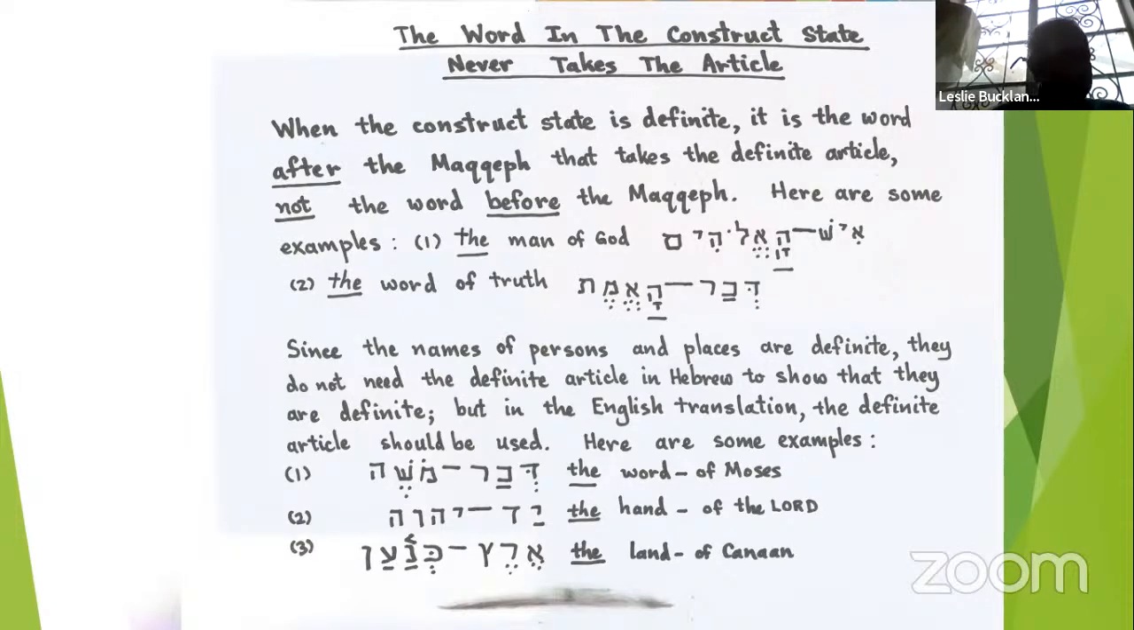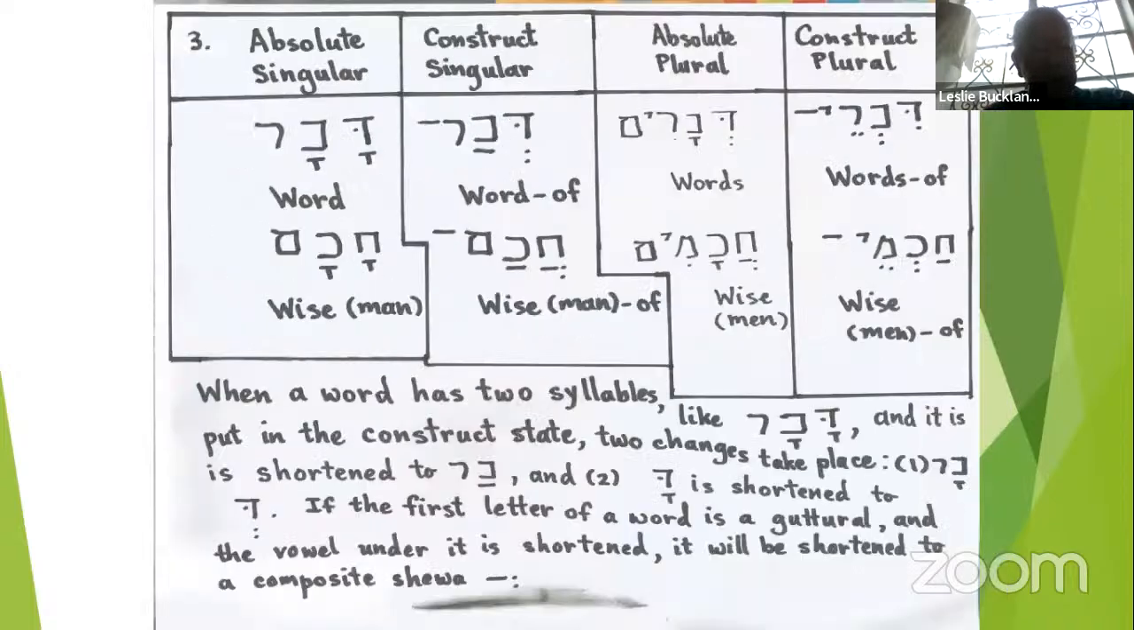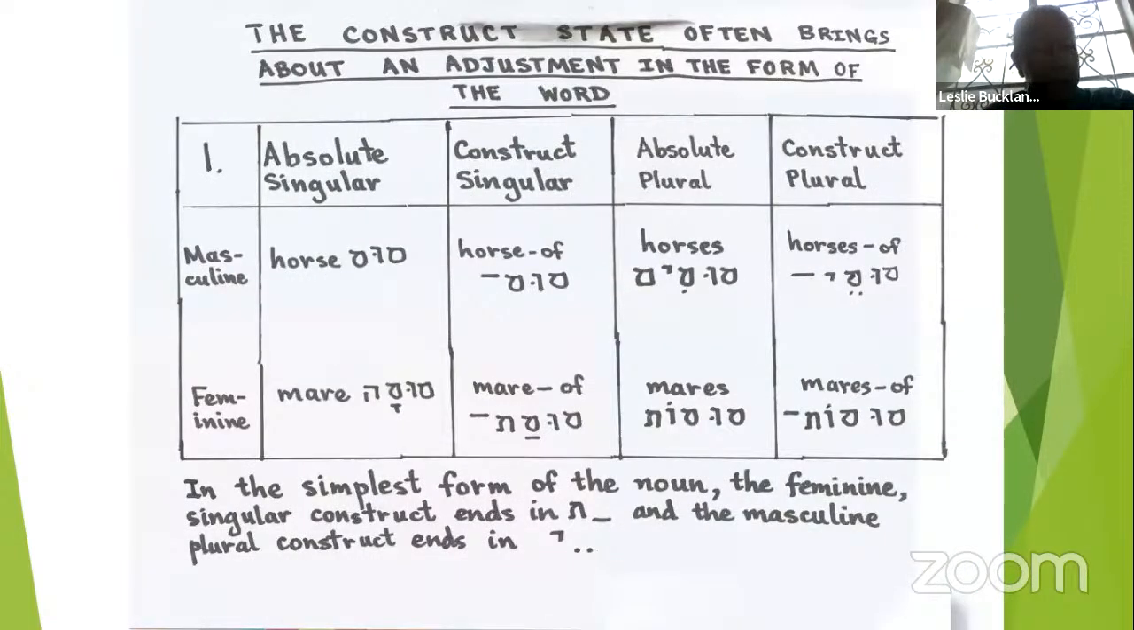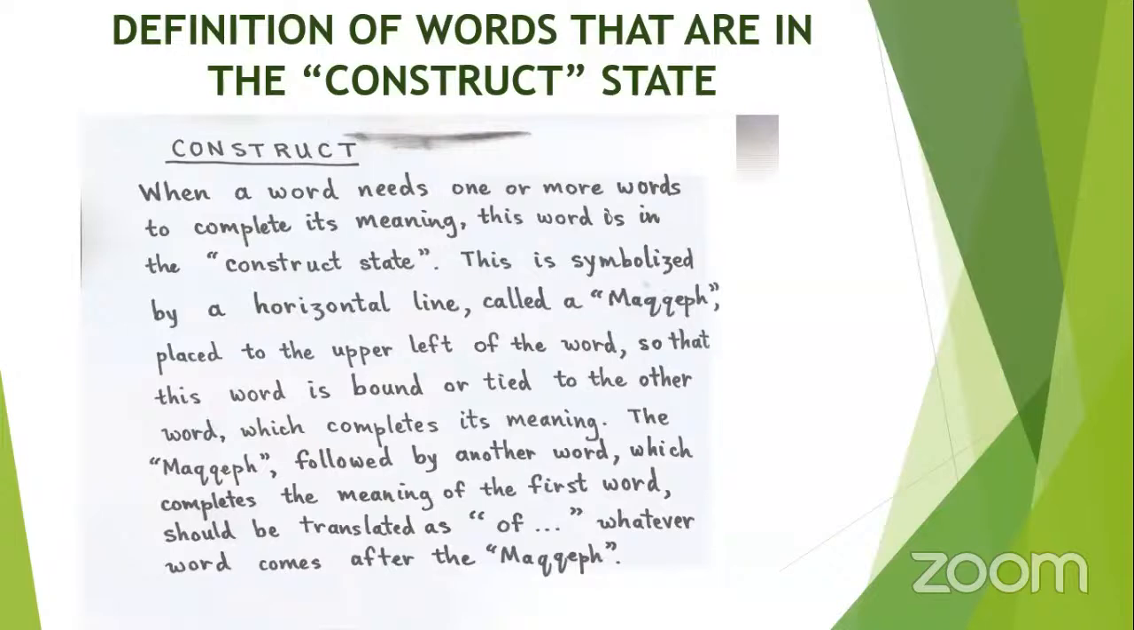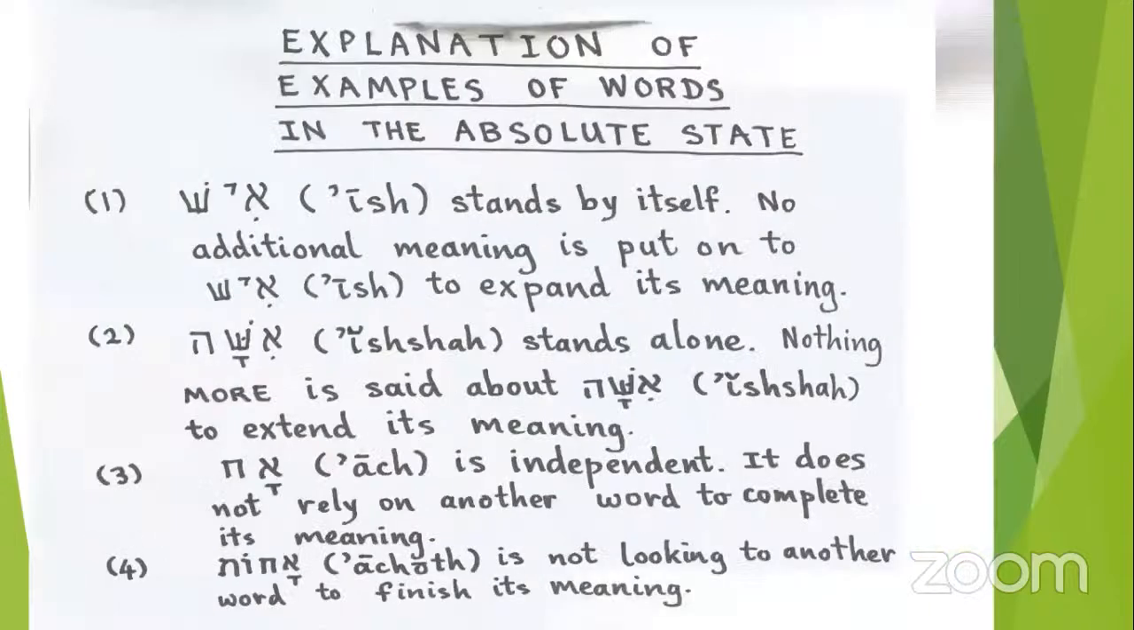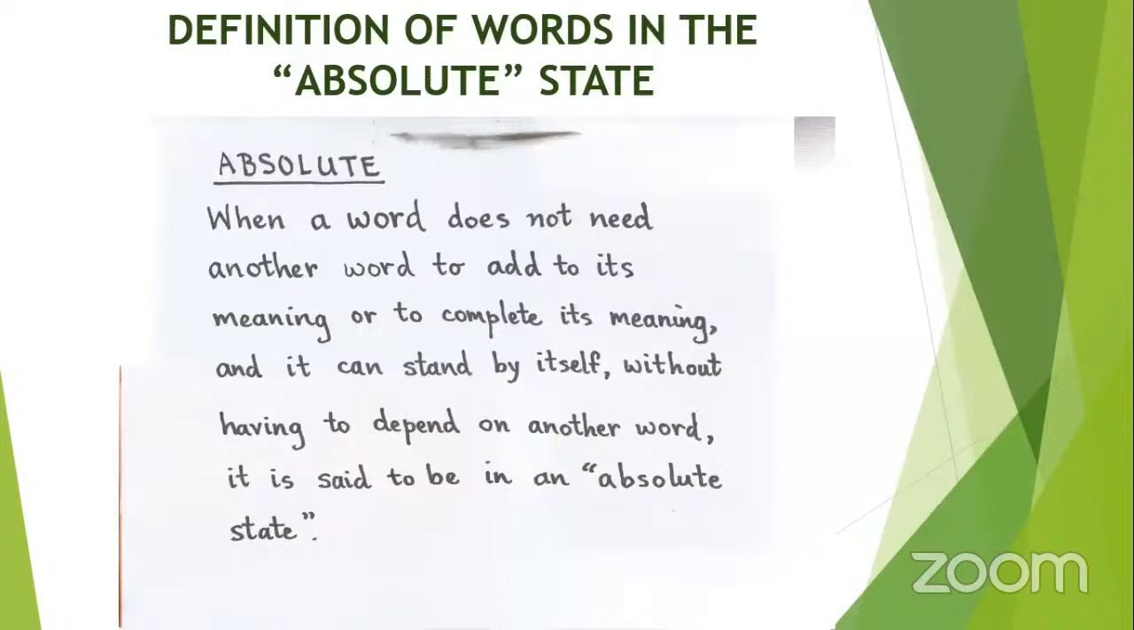All right, so we'll be starting at this point, that when the construct state is definite, it is the word after the maqqef that takes the definite article. I'll have more to say on that in next week's lesson. Any further questions on this? I know this is getting more difficult than before. Any further questions? No, sir. I would, as you said, watch over the YouTube recording and study the lesson.